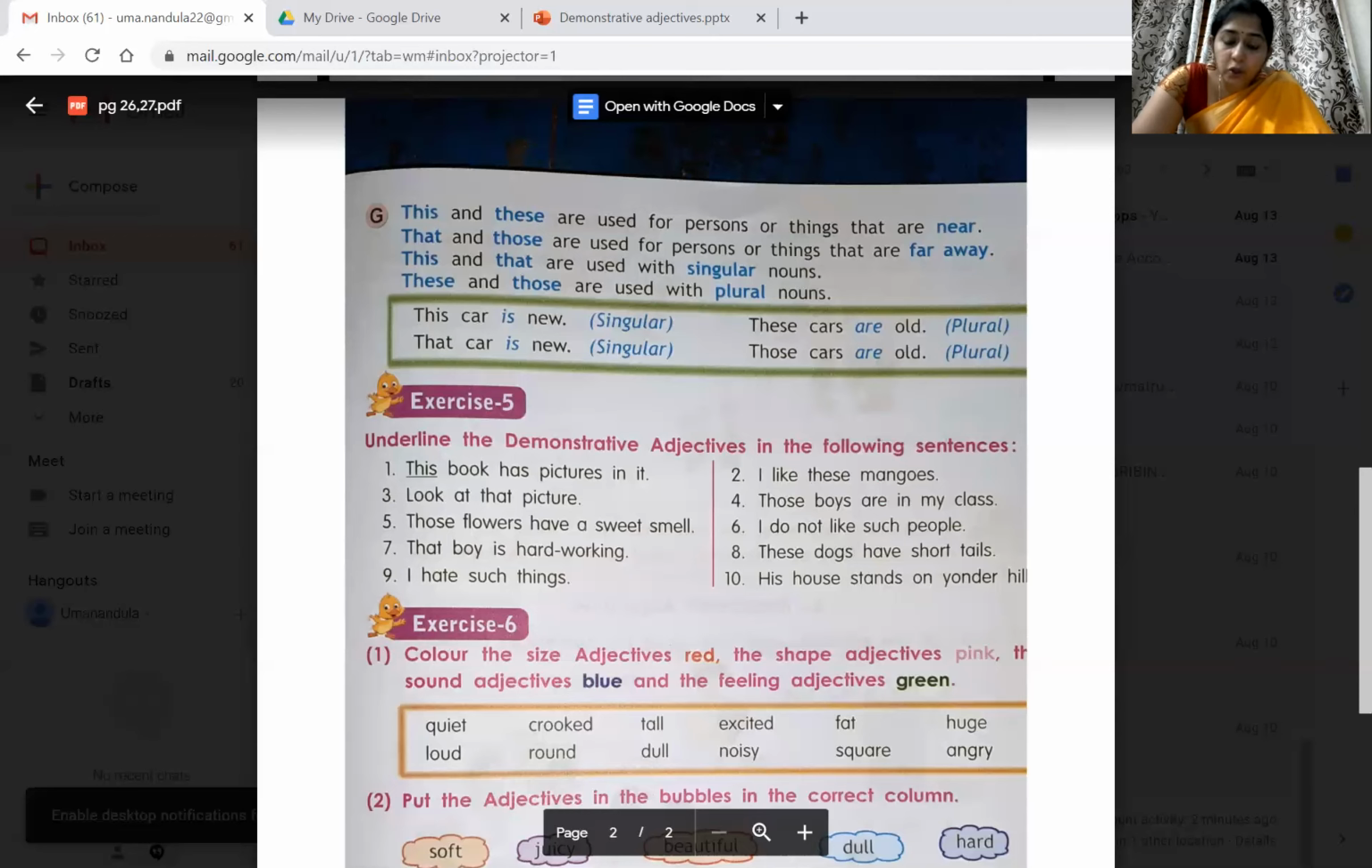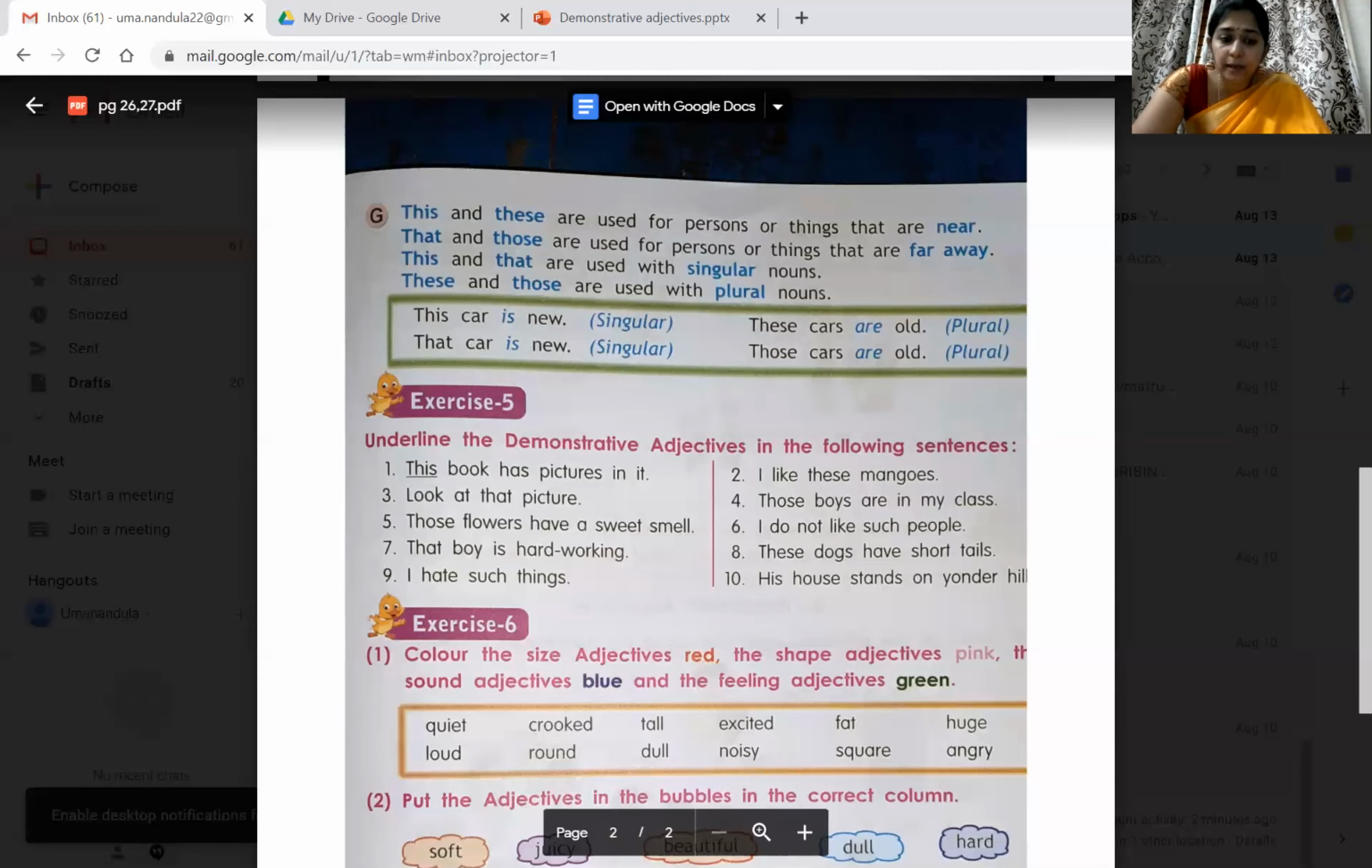Fourth one, those boys are in my class. Which boys are in my class? Those boys. So you have to underline those. Fifth one, those flowers have a sweet smell. Which flowers? Those flowers. Underline those. I do not like such people. Sixth sentence. Such people. Which people? Such people. So here, such will be termed as demonstrative adjective.